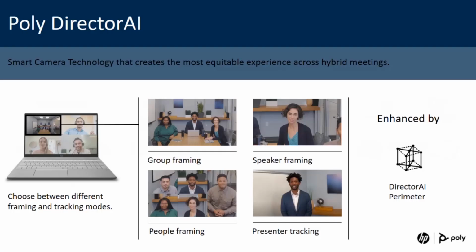These are the Poly Director AI technologies in Poly: group framing, speaker framing, people framing, and presenter tracking. These are enhanced by Poly Director AI. The first one is group framing. Group framing is where the camera will focus on the group. In the conference room, the camera will focus on all the people sitting in the room and transmit it to the far end. Then speaker framing. Speaker framing means the camera will focus on the active speaker who speaks continuously. The camera focus will be on that person only. Then people framing, it's like a news channel debate. This will cover a maximum of six people in the room. Then presenter tracking. The camera will focus on the presenter who is doing the presentation.